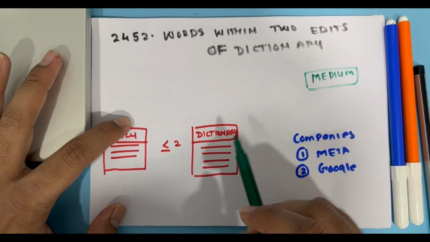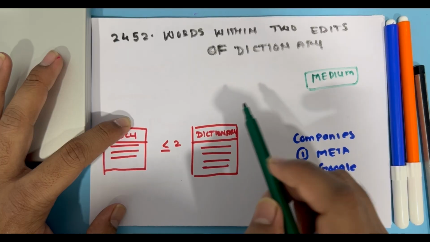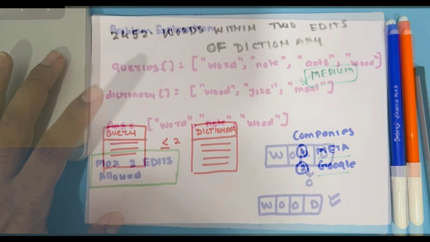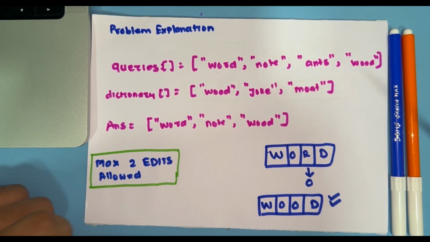So today's LeetCode problem, words within 2 edits of a dictionary. It has been marked medium on LeetCode and it has been asked in Meta and Google. So let's go through this problem statement.